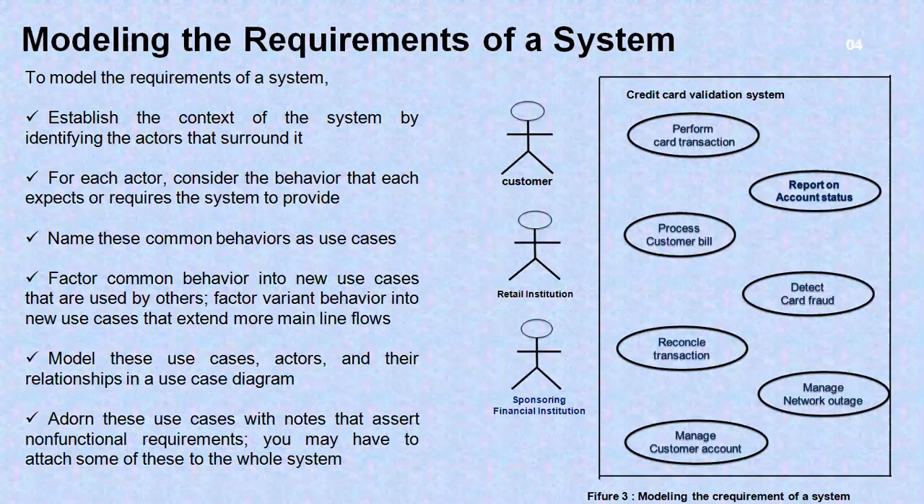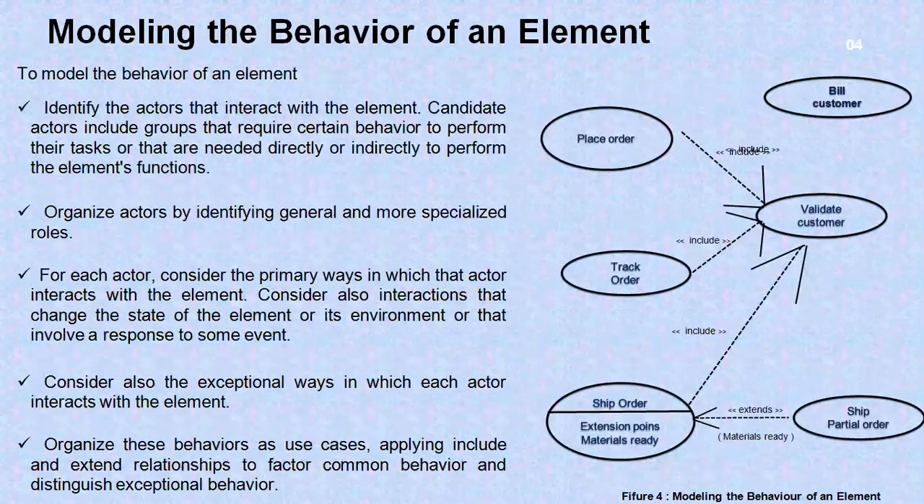This diagram is valuable because it offers a common starting place for end users, domain experts and developers to visualize the specific construct and to document their decisions about the functional requirements of the system. For example, here detect card fraud is a behavior which is important to both the retail institution and the sponsoring financial institution. Similarly, report on account status is another behavioral requirement for the system by the various institutions in this context.